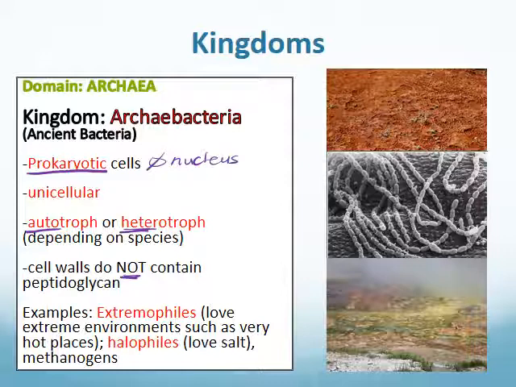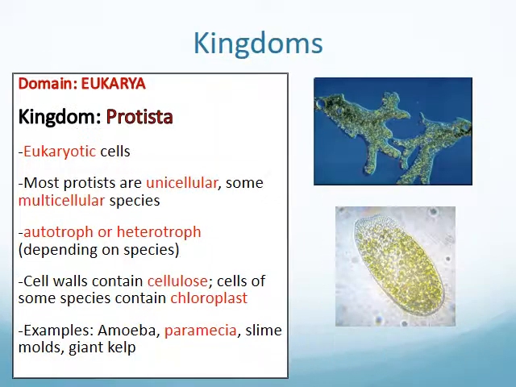Some examples of this would be our extremophiles. So they love extreme environments with really hot places. We have halophiles. These guys love salt. And methanogens. And can you guess what they love? If you said methane, you are correct. So it's all about the environment.